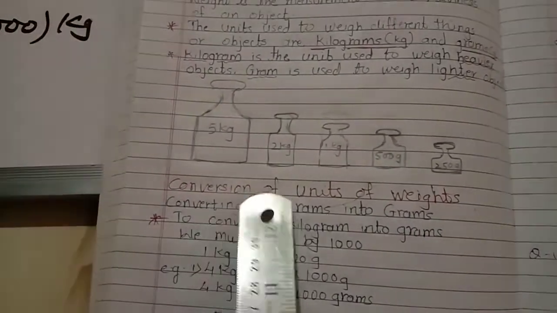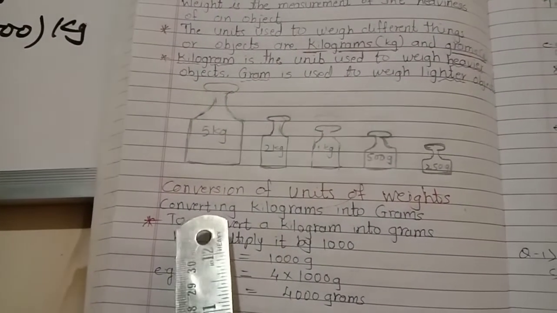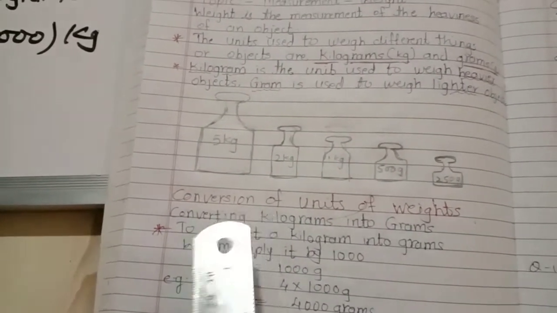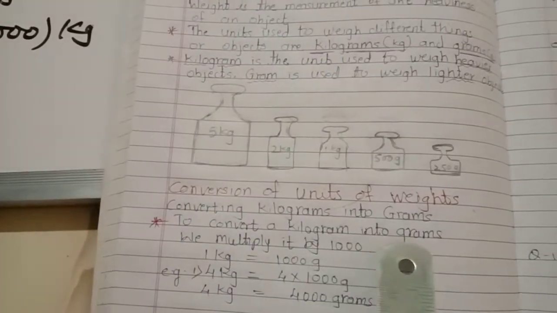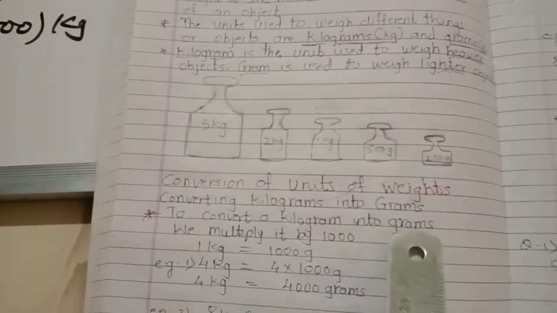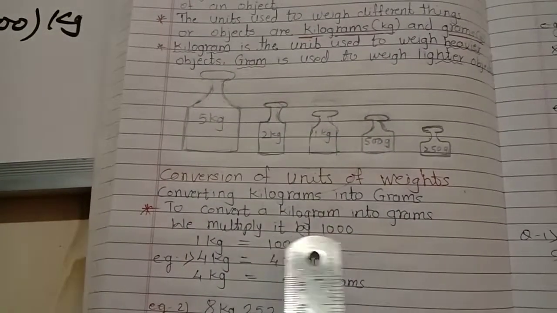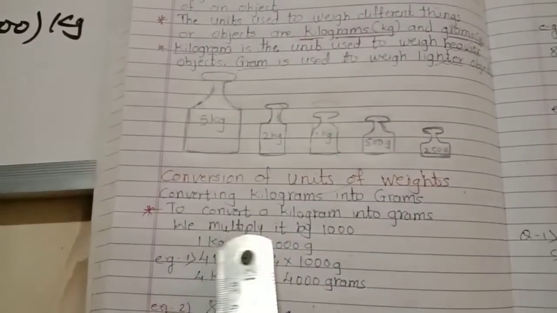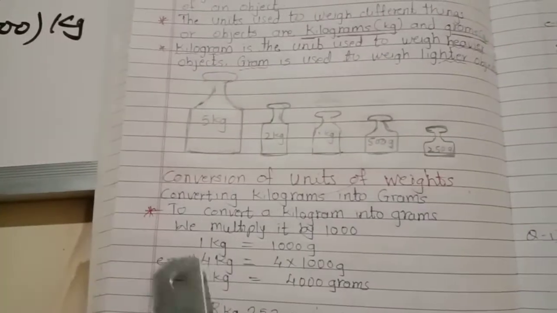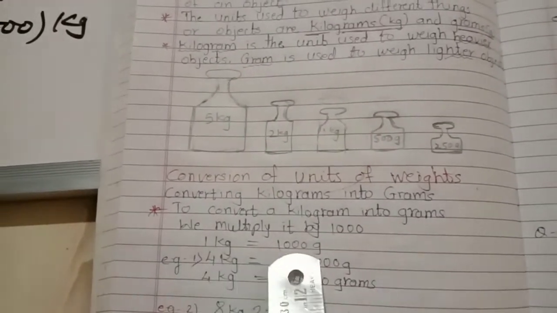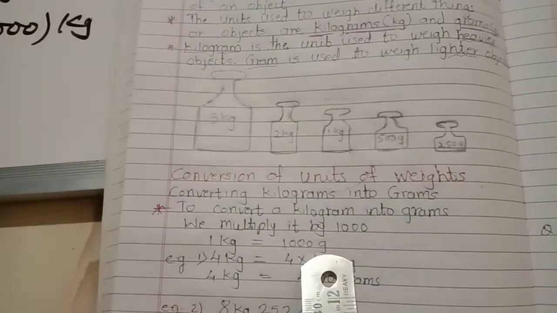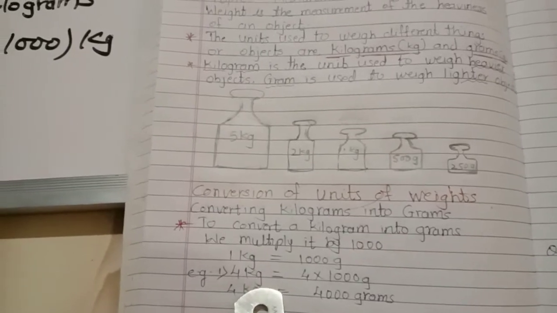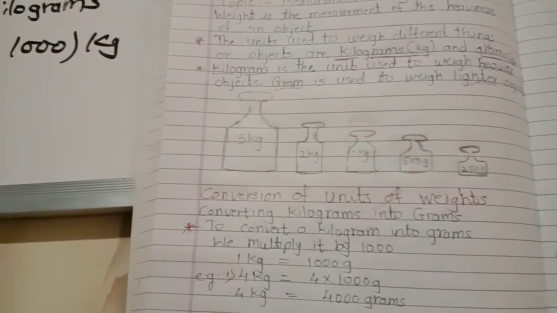Conversion of units of weight means converting kilograms into grams. To convert kilogram into gram, we multiply it by 1000. Okay, to convert kilogram into gram, we multiply by 1000. Here we know 1 kilogram is equal to 1000 gram. You already know. So we have to convert 4 kilogram into gram. So how to convert this one?